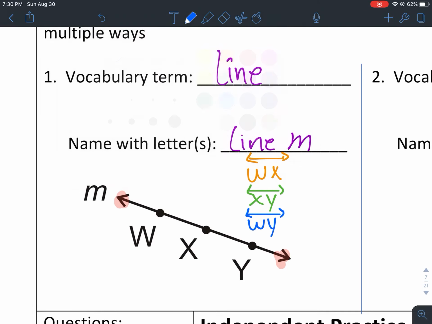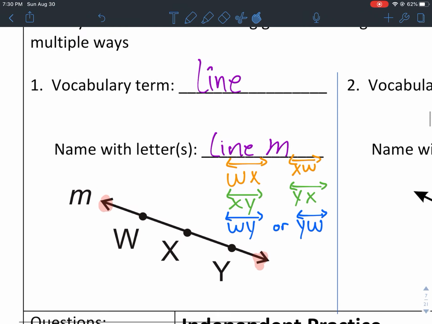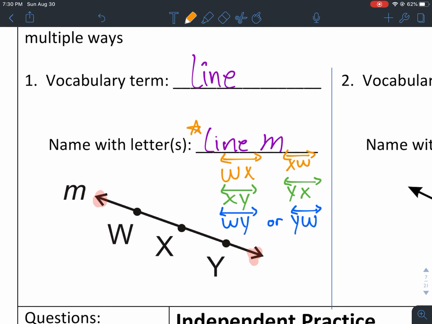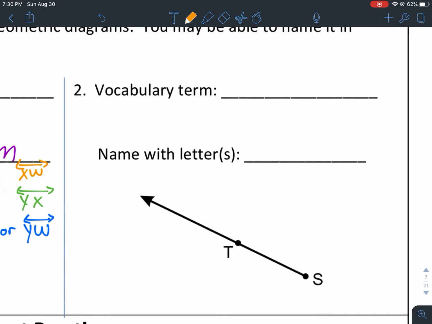Alright, just one clarification. You could also have flipped the letters. YW would have been the same, just like YX would have been the same as XY, and XW would have been the same thing as WX. So again, any of these 6, or actually 7 including the first one, are ways to name a line.